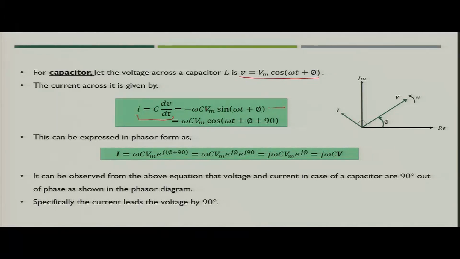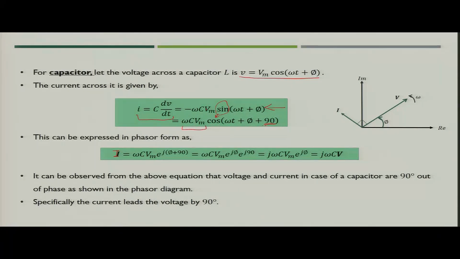Now, as we did in the case of the inductor, we can replace the sin term with cos and add 90 degrees to make it positive, because the negative sign will be removed here, and it is good for phasor representation. Now, what can we present in terms of phasor? Let us say that the phasor for current is I in bold, and omega C Vm is the constant term.